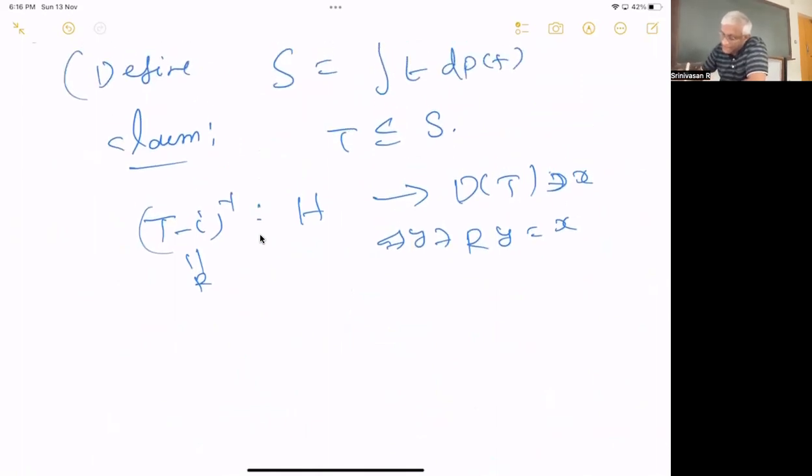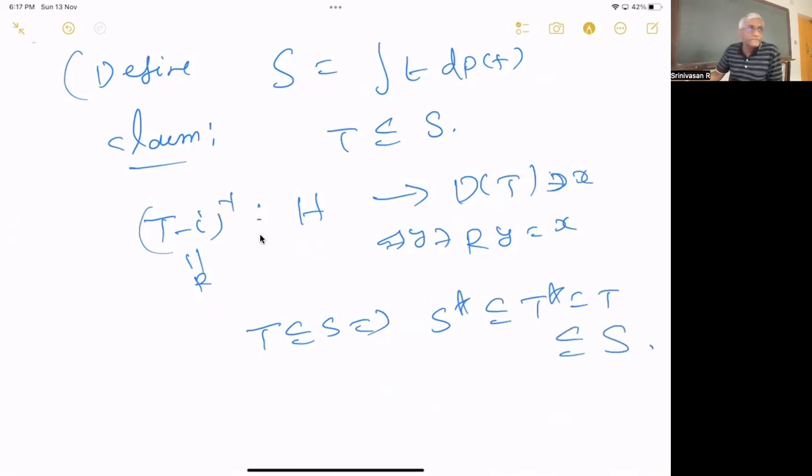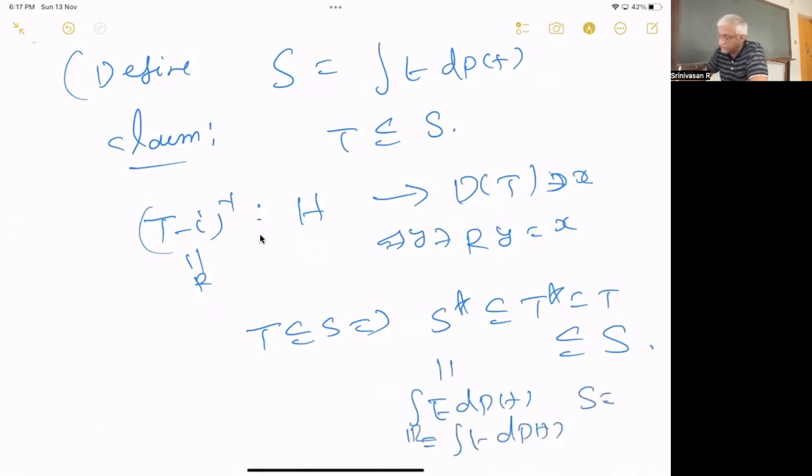So this implies T is contained in S, which will imply S star is contained in T star, which is equal to T, which is contained in S. Okay. Now we know that S is a closed operator. So this implies S star is nothing but integral over t bar dpt. But t is over R, so this is equal to t dpt. So S is equal to S star. This implies T is equal to T. This implies S is equal to T.